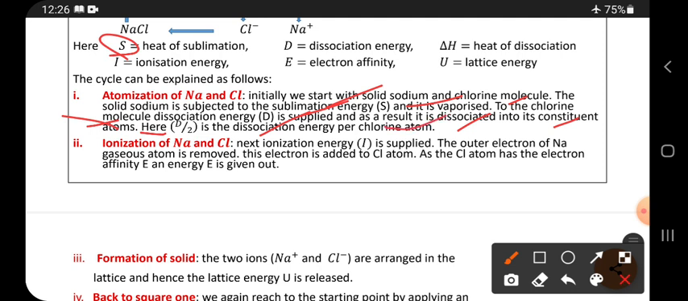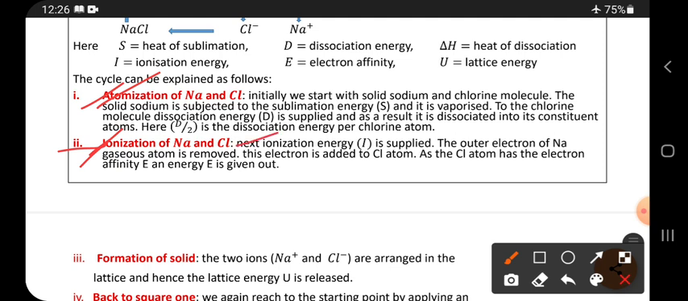So one chlorine atom requires just half of its dissociation energy. Okay, next, ionization of sodium and chlorine. Here is atomization, here is ionization. Atomization means changing into atoms, and ionization means changing into ions.